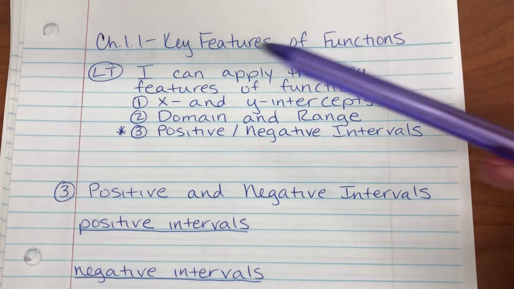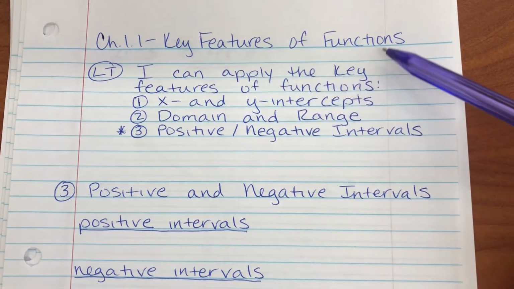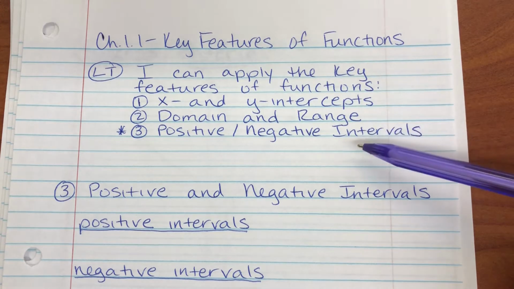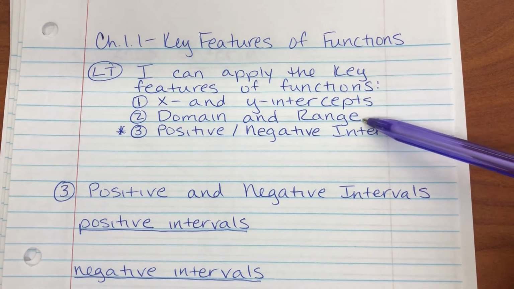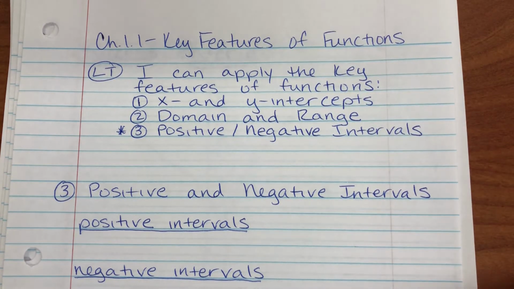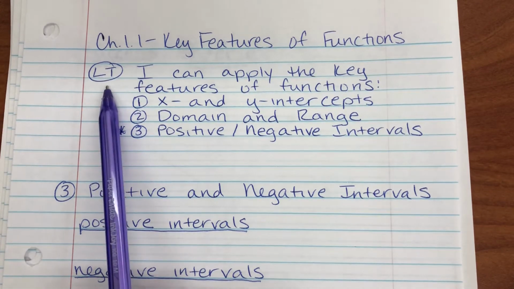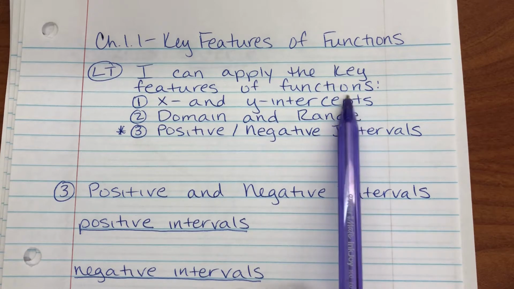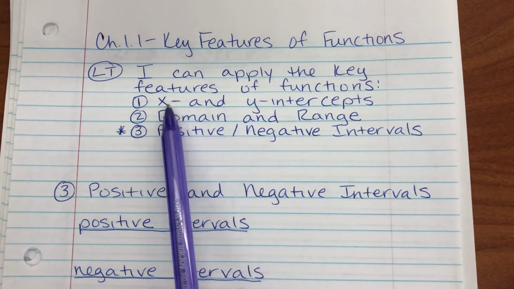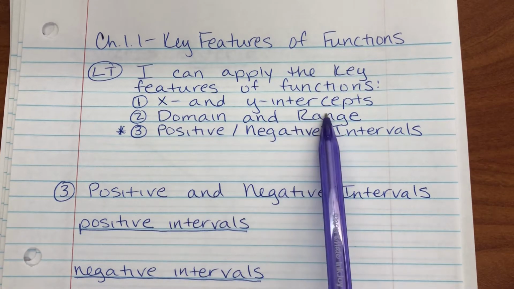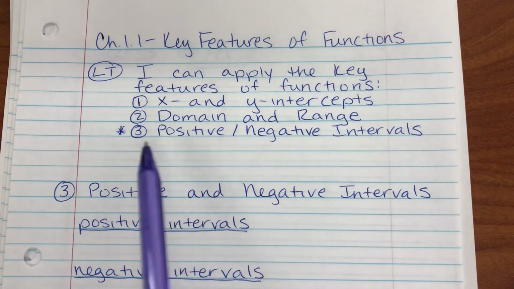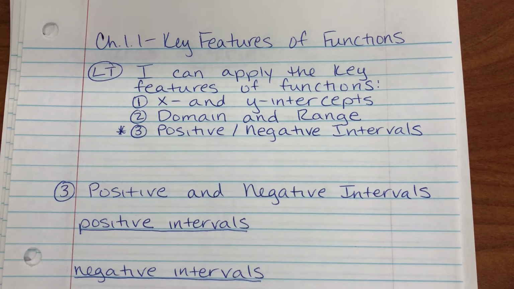We are still on the topic of key features of functions. Yesterday, we went over the first two key features. Today, we're going to go over a third. So our learning target is the same: I can apply the key features of functions. Remember, yesterday we did the intercepts, domain, and range. So today, we're looking at our third key feature, positive and negative intervals.